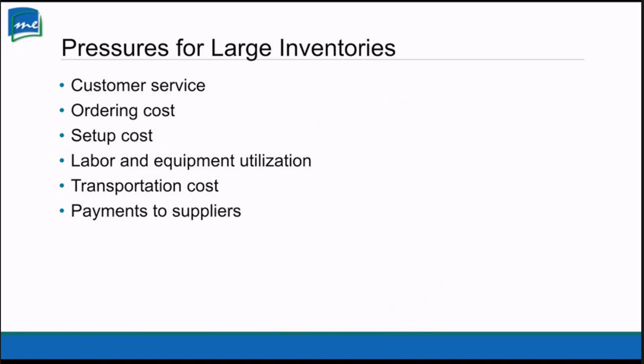The last one is the payments to suppliers. We can understand this reason in a common way. In general, if we buy more, we may be able to enjoy a discount. It is the same for inventories. If you place a large amount of orders, the suppliers may provide you some discount, and then you can save money. So these are all the reasons why companies choose to keep large inventories.